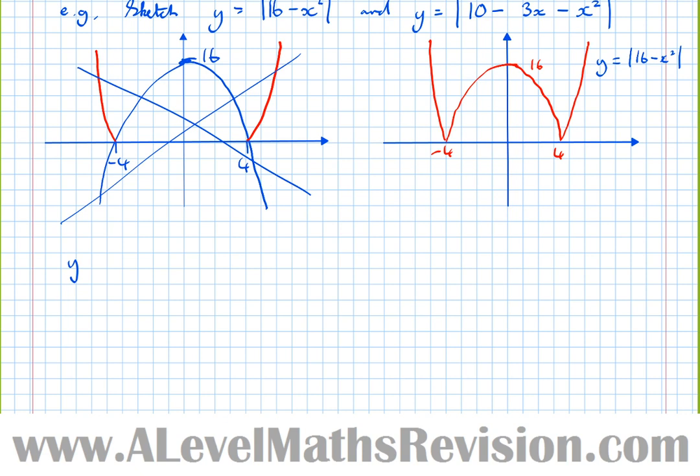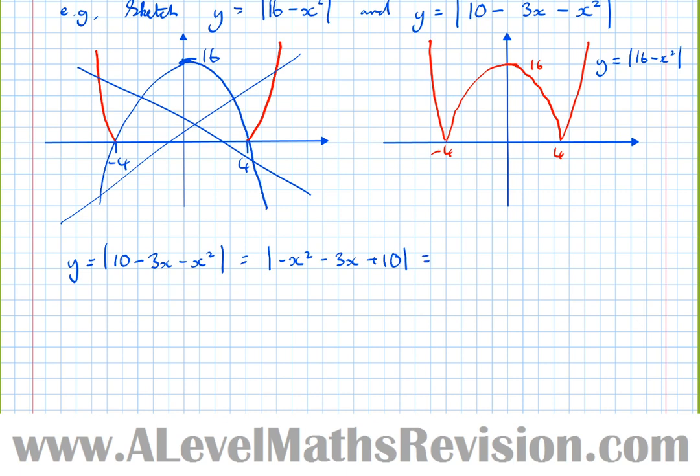And let's try the other one now. Y equals mod of 10 minus 3x minus x squared. Now I think there's a little bit of work we can do to this to make it look a bit nicer. More like a quadratic that we're used to seeing. So I'm going to write the terms in the order that I'd expect to see them. So minus x squared minus 3x plus 10. And I'm going to take out a factor of -1 in there.